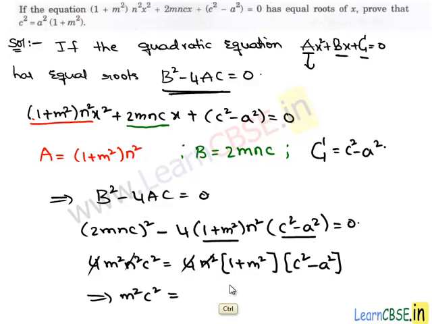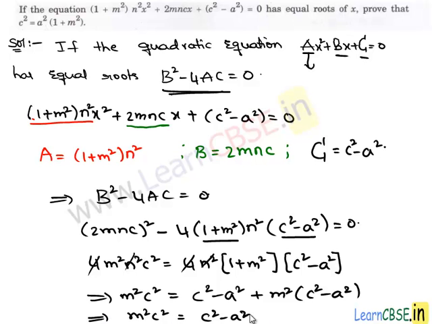Let's distribute this. Here 1 is multiplied with the whole term c² − a², so we have c² − a². Then we multiply m² with the whole term c² − a², so we have m²(c² − a²). By distributing m² inside the bracket, we have m²c² − m²a².